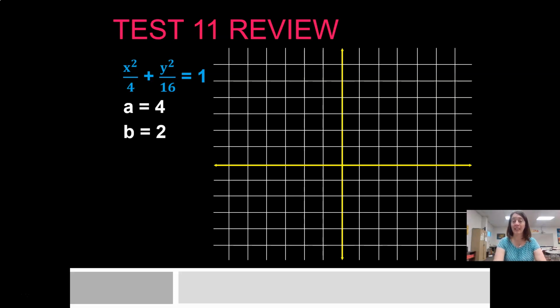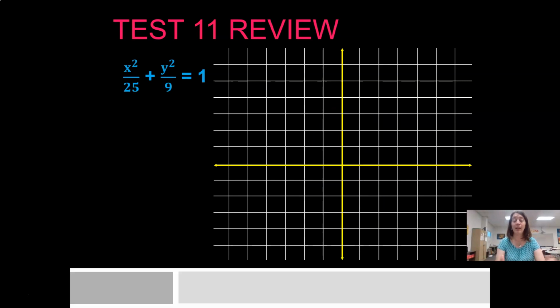Along the y-axis, because that was the major axis, we went 4 spaces up and 4 spaces down. Along the x-axis, because that was the minor axis, we went 2 to the right and 2 to the left, and then we connected them, and there was the ellipse that you would draw for your final answer for something like questions 1 and 2.